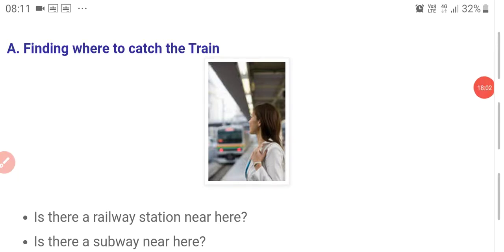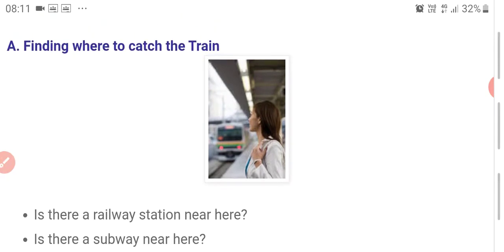Okay, so there are certain phrases or questions you may need to remember or practice at your leisure. Especially these are very specific to certain instances, each instance. Okay, finding where to catch a train.